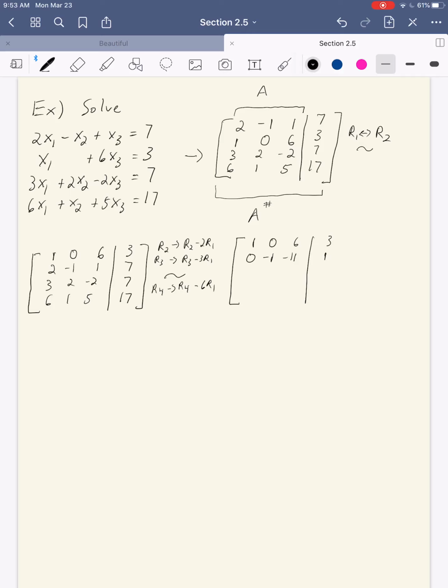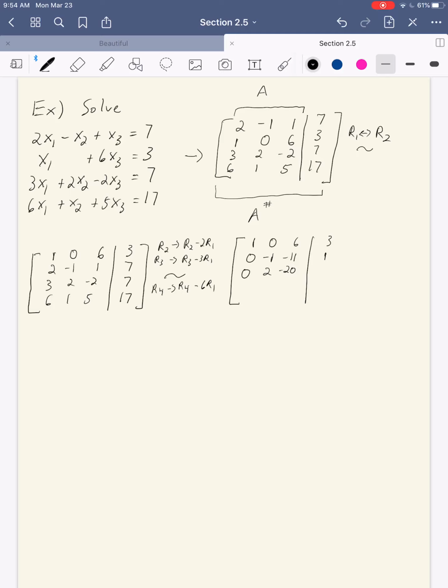Okay. Next one, we're going to take row 3 and replace it with row 3 minus 3 row 1. Of course, that's going to zero out the first component. That's why we chose to do it. Then we've got a 2 there, and then negative 2 minus 3 times 6. So negative 2, and what is that? Negative 18. So that's negative 20 there. Yep, that sounds good.